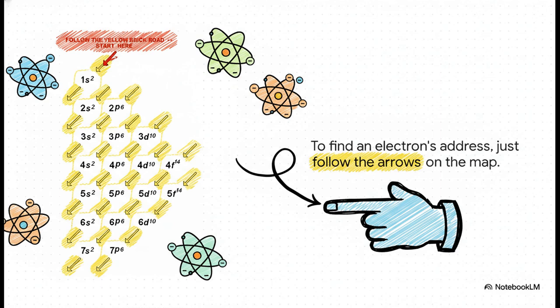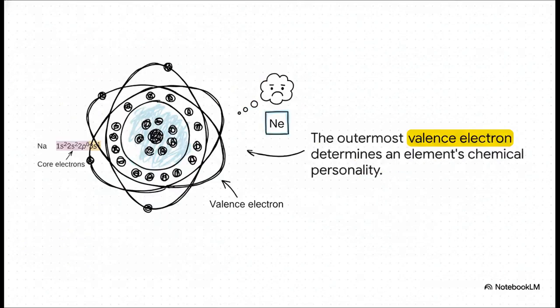You literally just start at the top and follow those yellow arrows, filling up each level as you go. It's like a visual roadmap for any element's electrons. So let's take sodium, for example. It has 11 electrons. If we follow that path, we get this address you see right here.